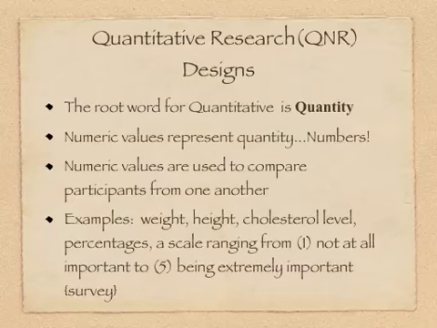Okay, let's do just a little review on quantitative research designs, some of the characteristics of it before we get into qualitative. The root word for quantitative is quantity. So obviously we're talking about numbers. Numeric values represent quantity. They're used to compare participants from one to another. For example, you have weight, height, cholesterol level, percentages, scale ranges, that kind of stuff.